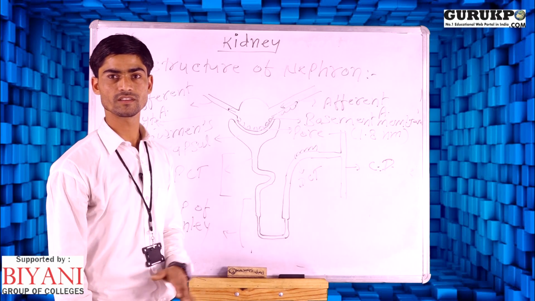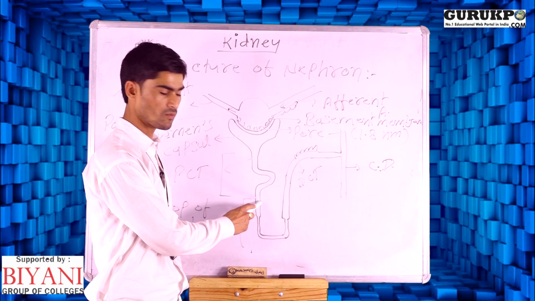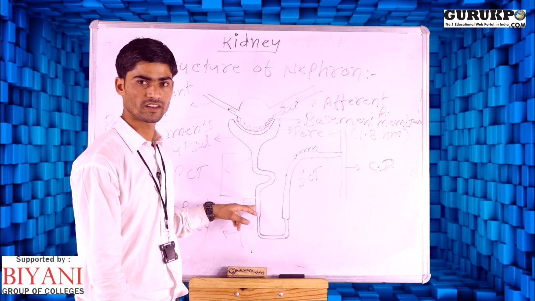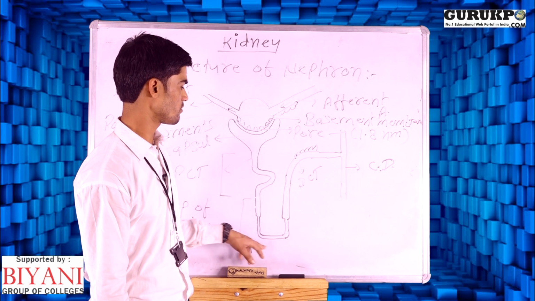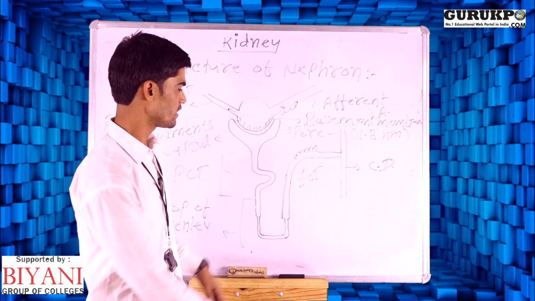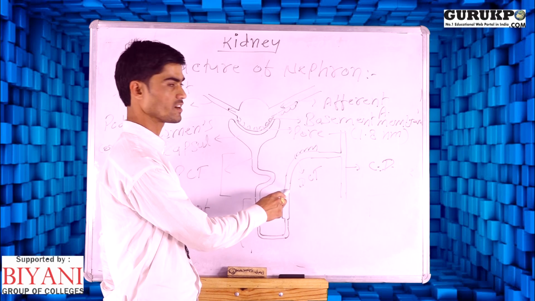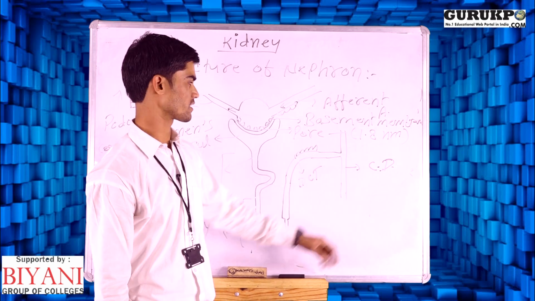Next loop of Henle. The loop of Henle is thick and thin. This is thick loop of Henle and this is thin loop of Henle. These are thick descending loop of Henle. This is thin descending loop of Henle, horizontal loop of Henle, thin ascending loop of Henle and thick ascending loop of Henle. This is PCT, and last one is collecting duct.